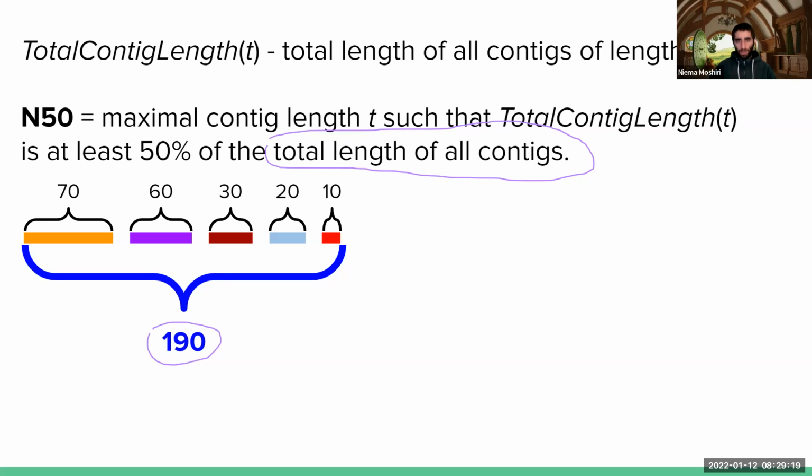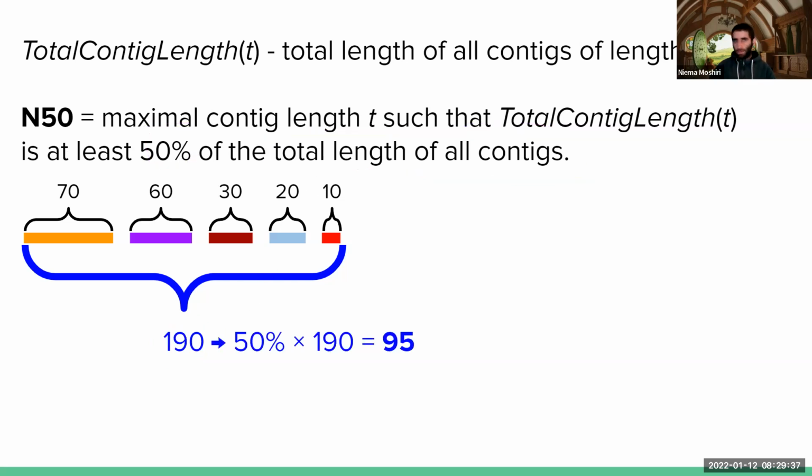Okay. So for N50, I'm looking for a contig length such that the sum of all the lengths greater than or equal to that is at least 50% of the total length of all my contigs. First of all, 50% of the total length of all my contigs. The total length of all my contigs was 190. 50% of that is 95. Okay, so people still with me? I added up all their lengths and divided by 2.